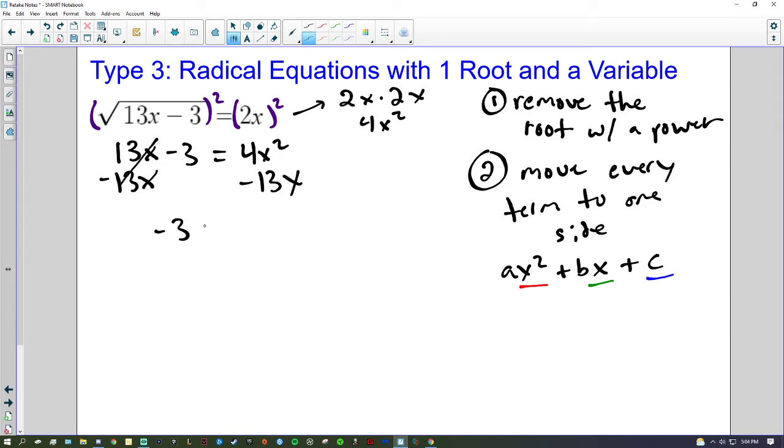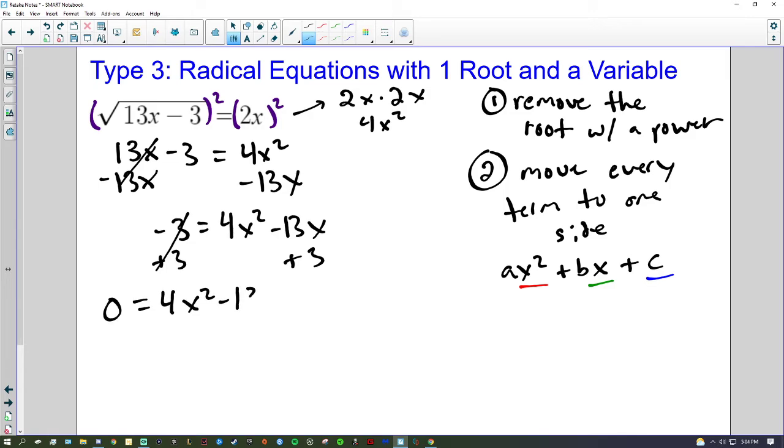I have negative 3 equals 4x squared minus 13x. Again, the reason I moved 13x first was because I want it to go x squared, then my x. I have x squared and then my x, and then I'm going to add 3 to both sides. So on the left side, I have 0 equals 4x squared minus 13x plus 3. And there's my order, x squared, x, 3. Okay, x squared, x, constant.